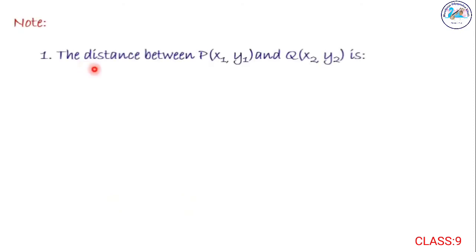Now we shall discuss two important formulas from this chapter. The first one is the distance between P(x1, y1) and Q(x2, y2). That is the distance formula we call. It is root of (x2 minus x1) the whole square plus (y2 minus y1) the whole square. The short name of this formula is distance formula. That is a very important formula.